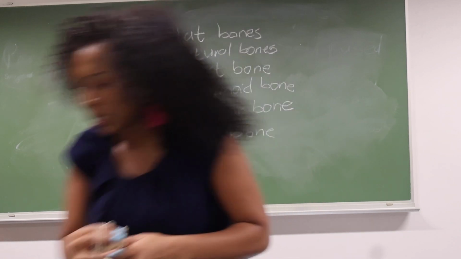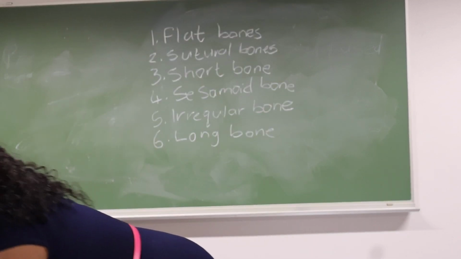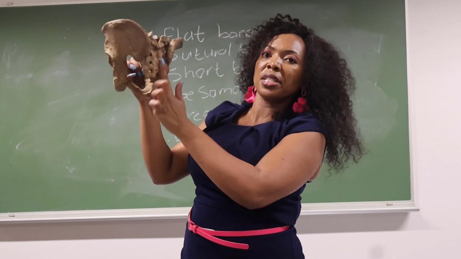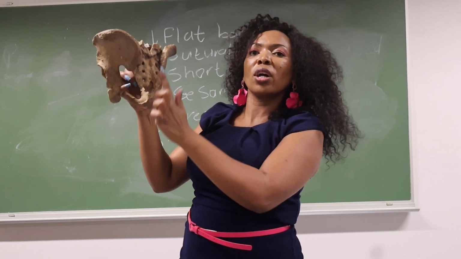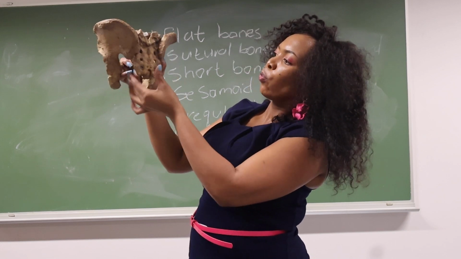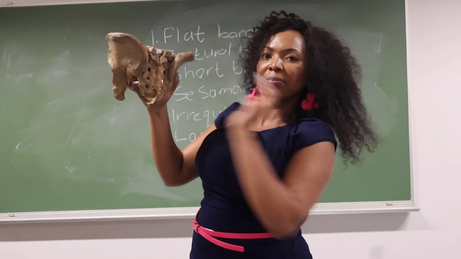And then we have the sacrum, which is 1 to 5. Remember, it's the fused part. This one protects the pelvic girdle, and we have the coccygeal.